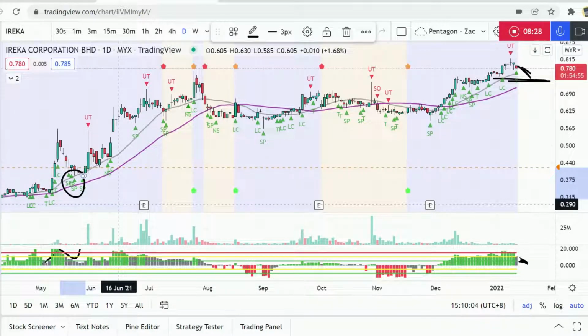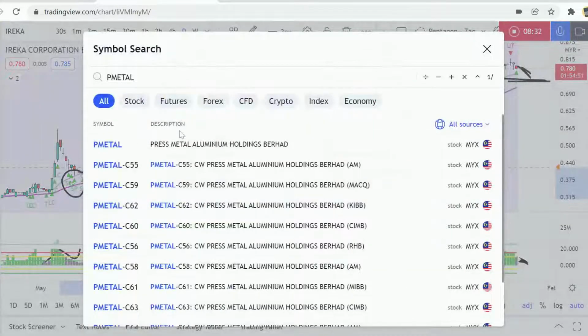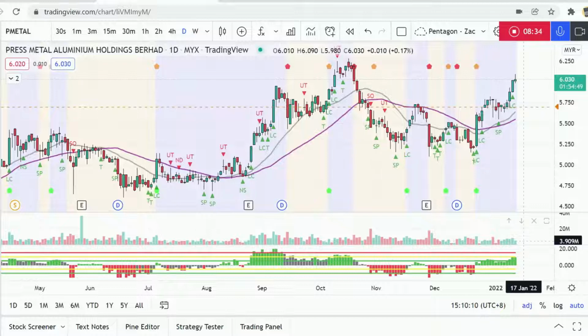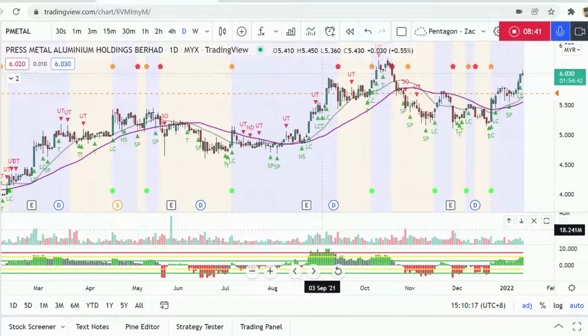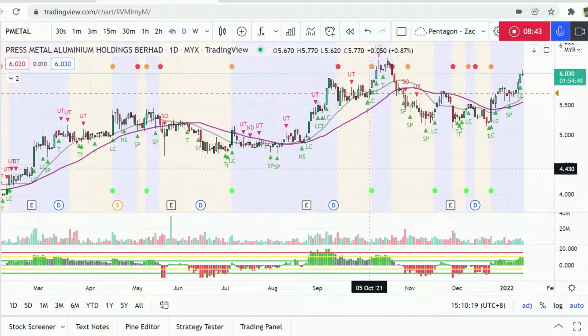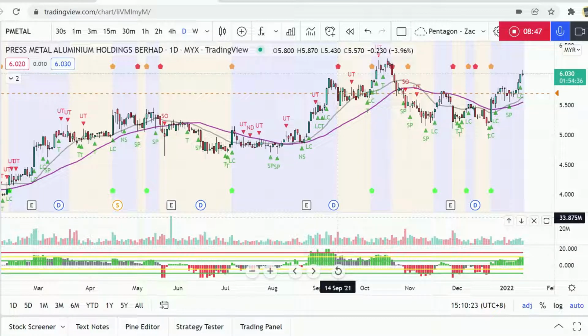All right, I just want to share with you a few more. I think PMETAL also has a nice setup because it just turns to green after some red. A few things you will notice over here: different charts have different types of market stages patterns, but once you understand the lines and their meaning, it should be quite easy for you.